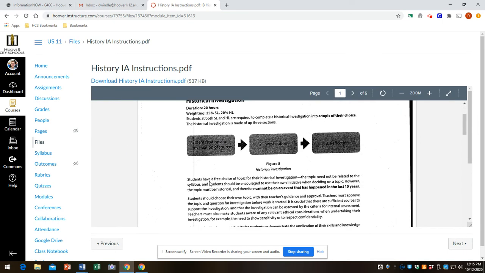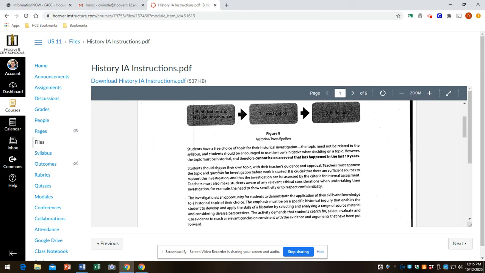Important words right here in this first paragraph. Students have a free choice of topic for their historical investigation. The topic need not be related to the syllabus, and students should be encouraged to use their own initiative when deciding on a topic. However, the topic must be historical and therefore cannot be an event that has happened in the last 10 years. IB is very, strangely devoted to this rule, so be aware of that.